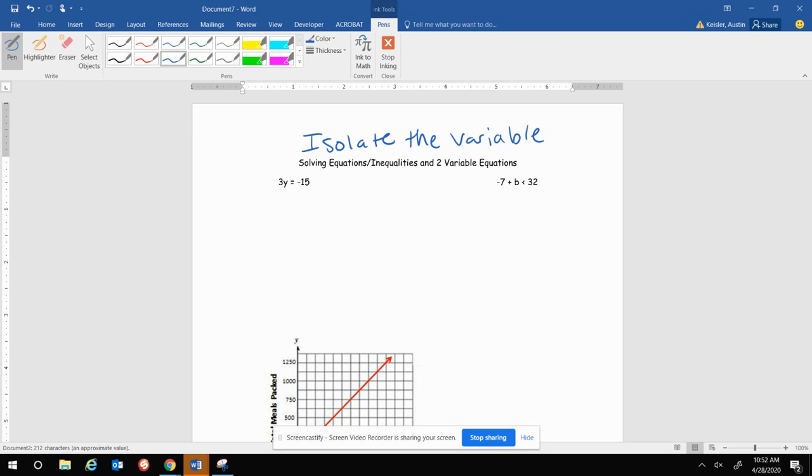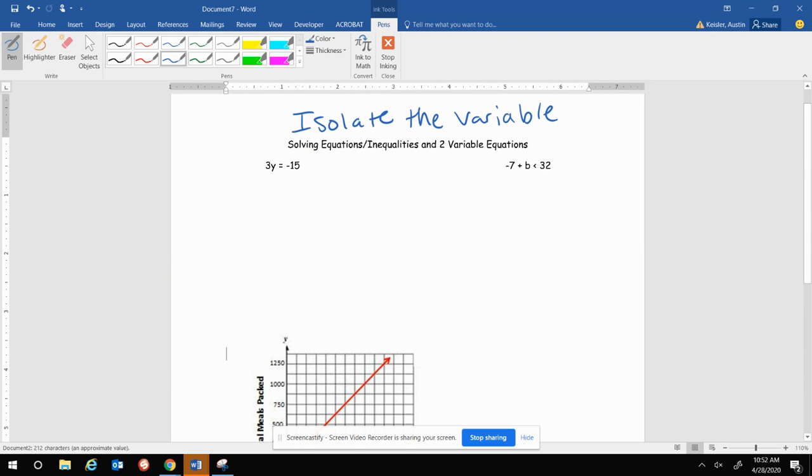So I have this first example right here, and it is 3y equals negative 15. So eventually I want just y equals. That's what I mean by isolating the variable. So to do that, I can see right now I have this 3 over here with my variable, and it's multiplication. So I'm going to do the inverse. I'm going to do the opposite. So instead of multiplying by 3, I'm going to divide by 3, and that cancels those out, because 3 divided by 3 just gives you 1.